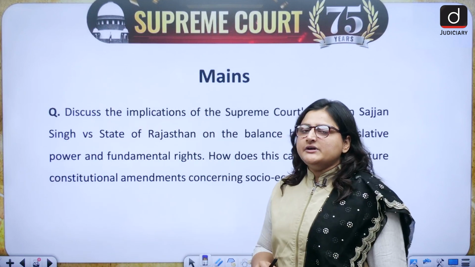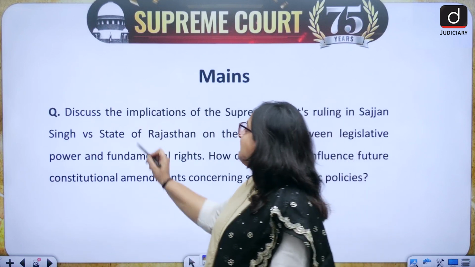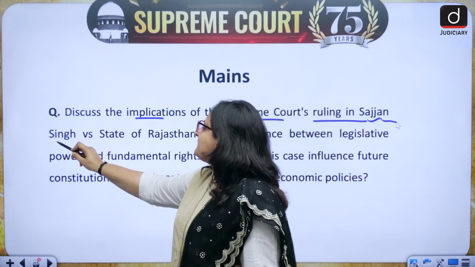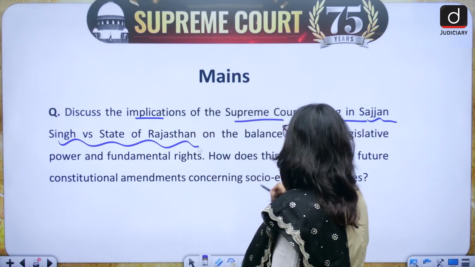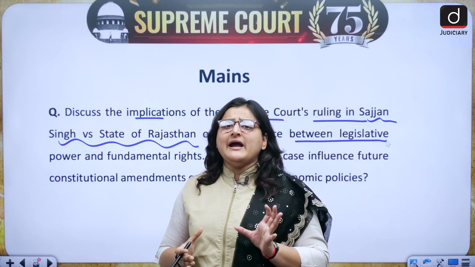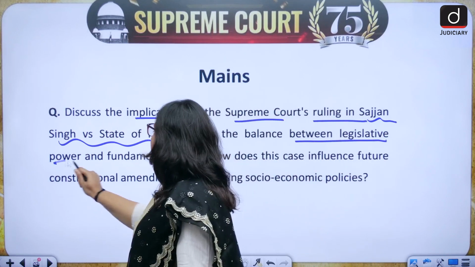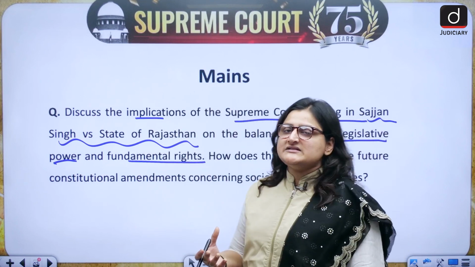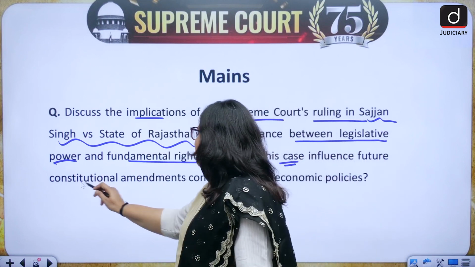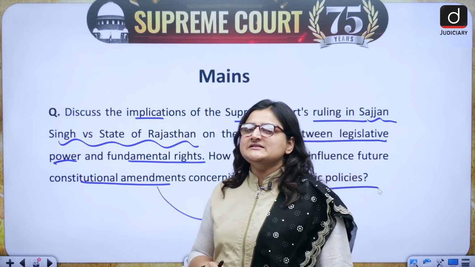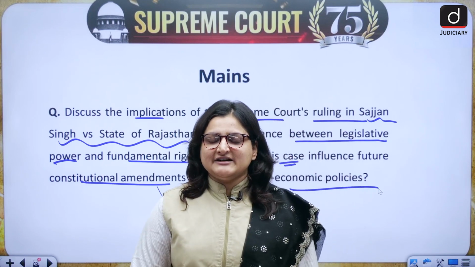In the subjective question, you have to discuss the implication of the Supreme Court's ruling in Sajjan Singh versus State of Rajasthan: how the balance is drawn between legislative power on one hand and fundamental rights on the other, and how this case has influenced further constitutional amendments dealing with socio-economic policies. This you have to write in the subjective answer.